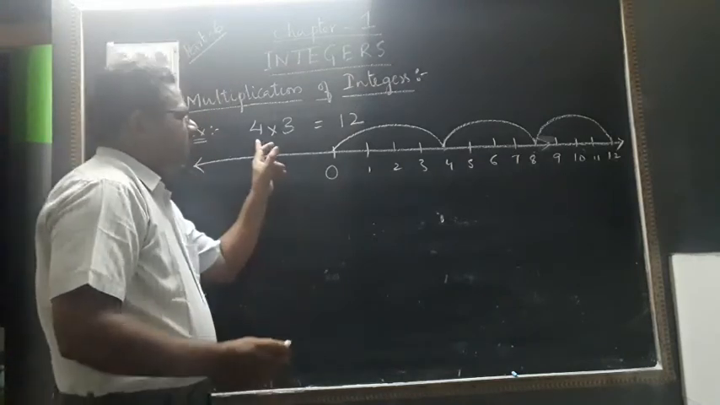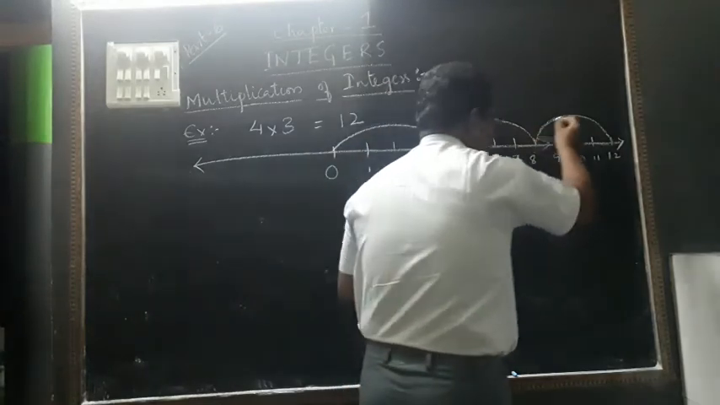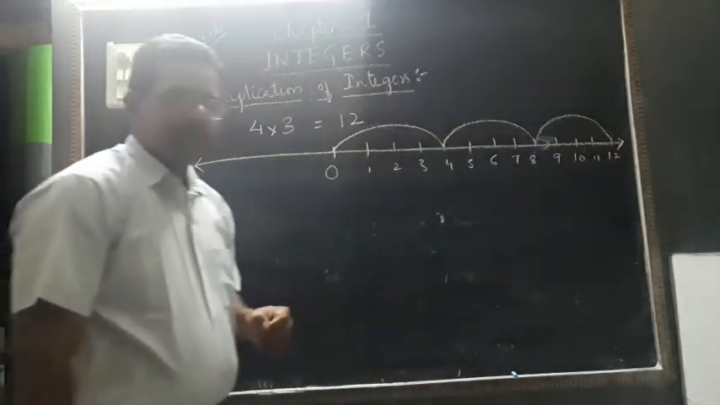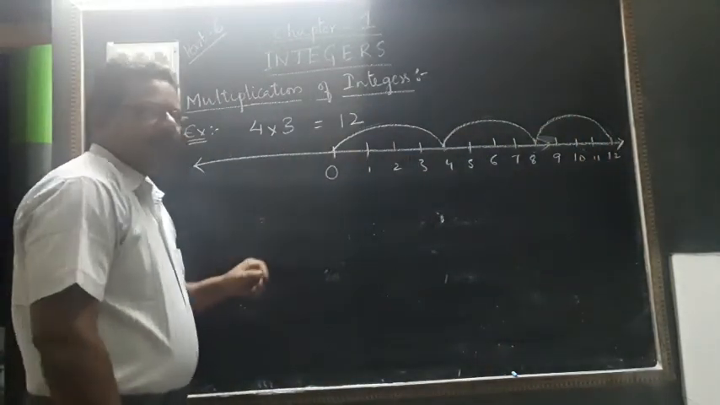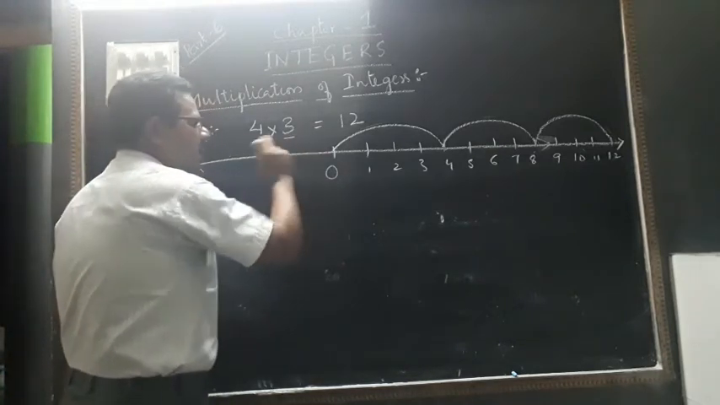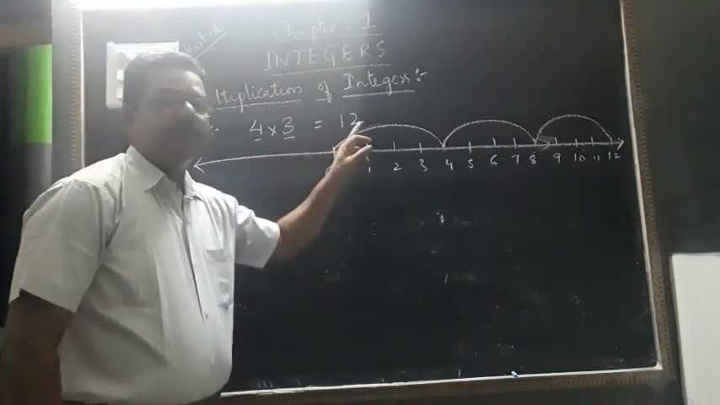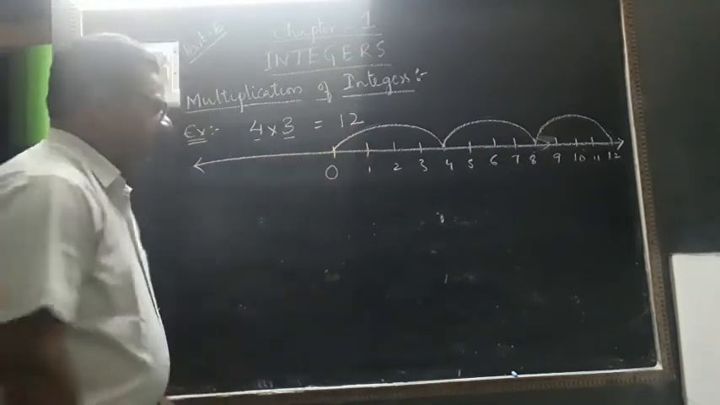Okay, understand? So 4 into 3 is equal to 12. 4 ones are 4, 4 twos are 8, 4 threes are 12. 3 times we have taken. So from this, we can understand this is 4 and this is 3. These two are positive integers we have taken. So the product of two positive integers is always a positive integer.